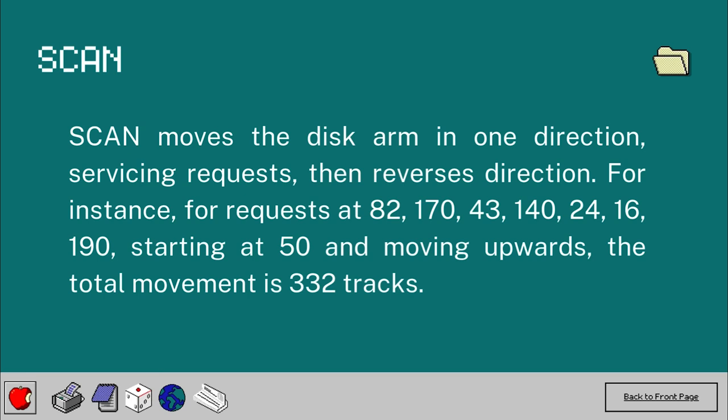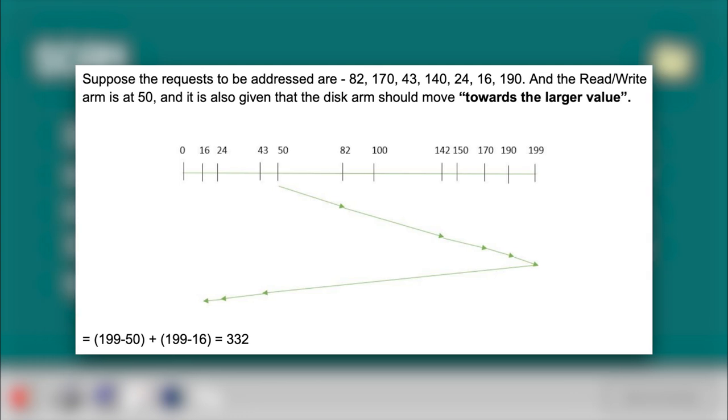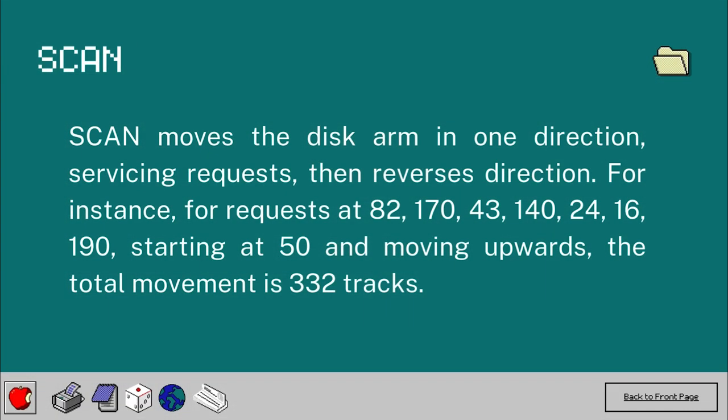Next is scan. Scan moves the disk arm in one direction, servicing requests and then reverses direction. For instance, for requests at 82, 170, 43, 140, 24, 16, and 190, starting at 50 and moving upwards, the total movement is 332 tracks. It has a high throughput as an advantage and a balanced response time, but longer wait times for requests just serviced or the locations on the disk that have been recently accessed or processed by the read-write head.